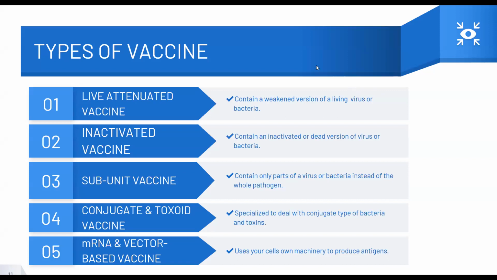Types of vaccine. Ang una is live attenuated vaccine or may contain a weakened version of a living virus or bacteria. Makalawa is inactivated vaccine. Contain an inactivated or dead version of virus or bacteria. Makatlo is sub-unit vaccine. Contain only parts of a virus or bacteria instead of the whole pathogen.